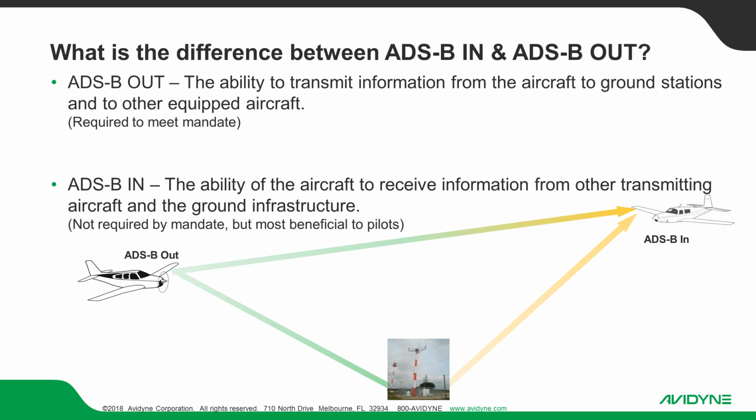What's the difference between ADS-B In and ADS-B Out? Well, ADS-B Out is the ability to transmit information from the aircraft to ground stations and other equipped aircraft. ADS-B Out is what is required by the mandates. There's also ADS-B In, which is your ability as an aircraft owner to install a receiver that can listen and receive the transmissions from other aircraft ADS-B, and also listen to ground station signals as well. So that's not mandated, but it provides the most benefit to the pilots.